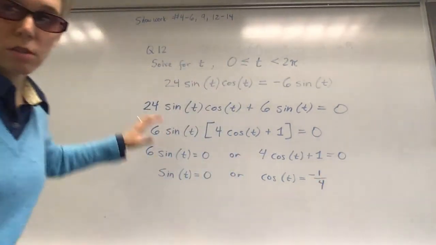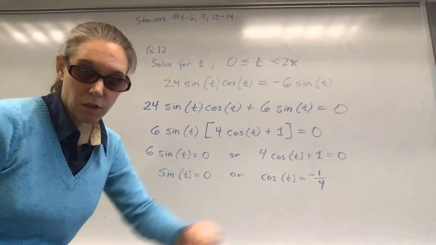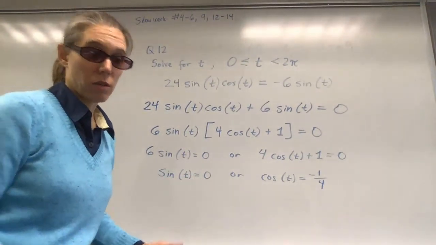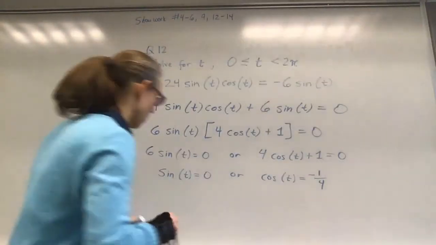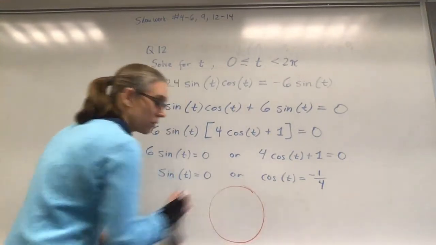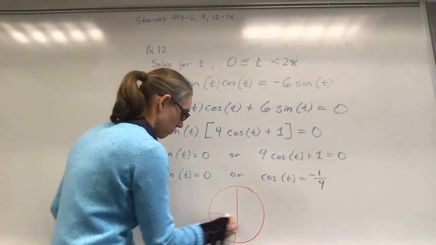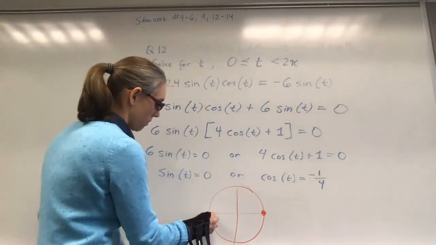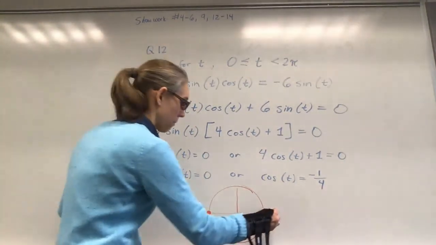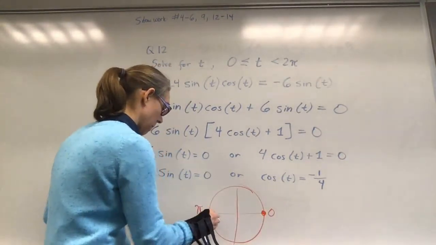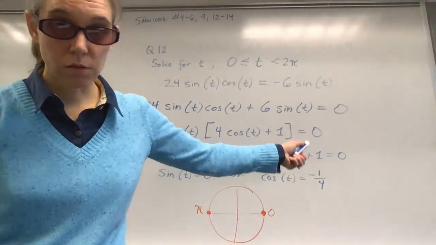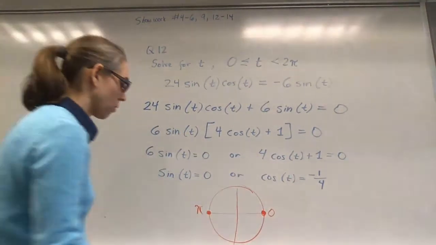Okay, so once you get algebraically as far as you can go, next you need to use the unit circle. Where are the values on the unit circle where sine is equal to 0? At 0 and at π. Where are the values where cosine is equal to -1/4?